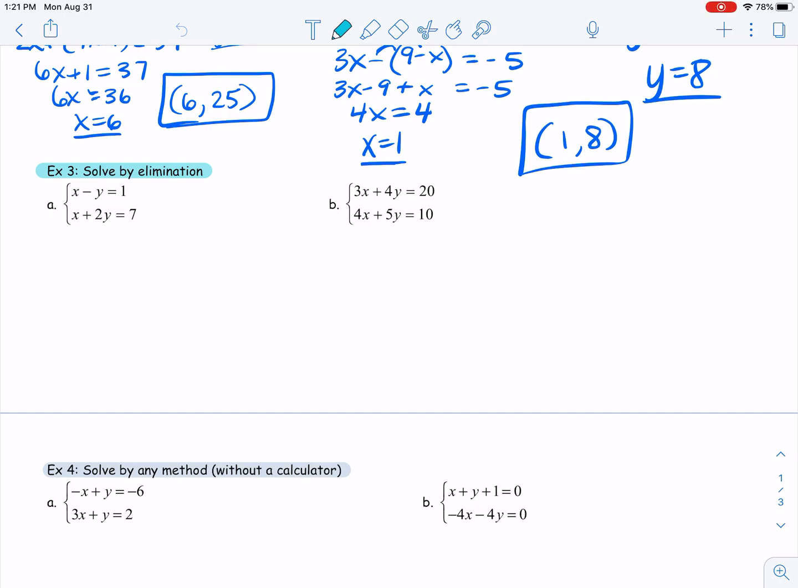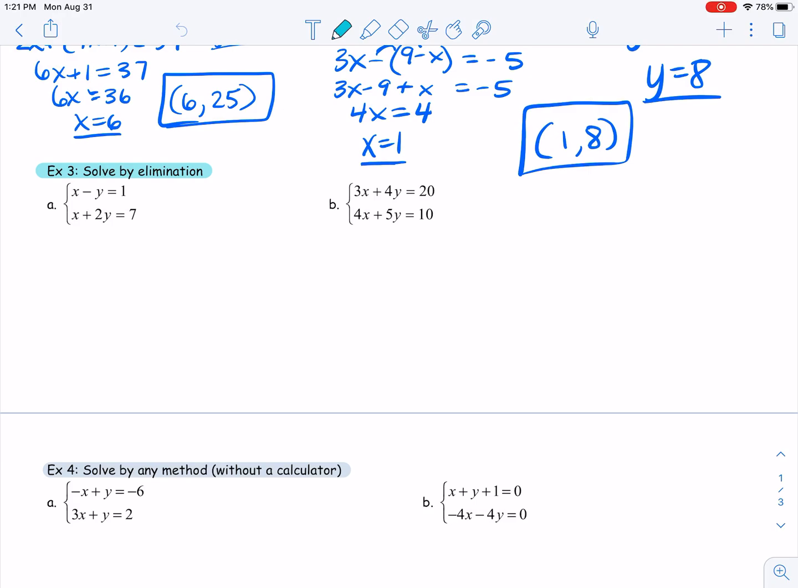Okay, so solving by elimination, we want to get rid of one of those variables. So in part A, because both of my x's are by itself, it's an easy fix for me to just multiply one of those by a negative. So that way when we combine them, we will eliminate that x variable.